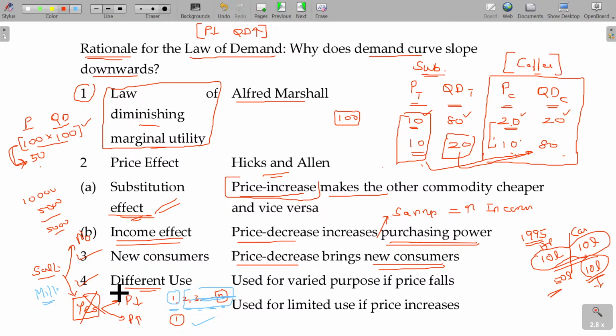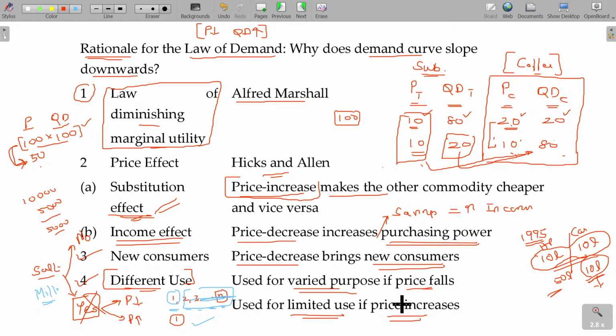But in the case of milk, it can be used for one specific purpose or a number of uses. If the price is higher, you will use it sparingly for the needed purpose. If the price is decreasing, you can use it for multiple purposes also. So that will also be a factor. Used for varied purposes if the price falls. Used for limited use if the price increases.